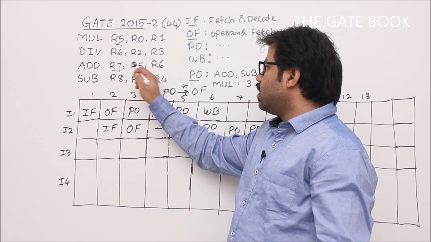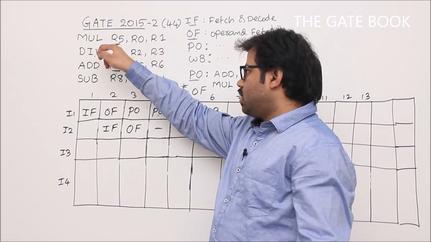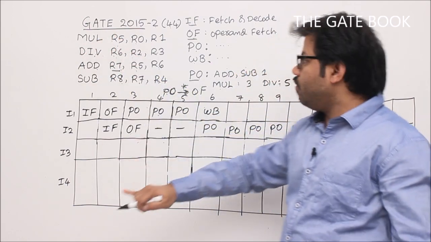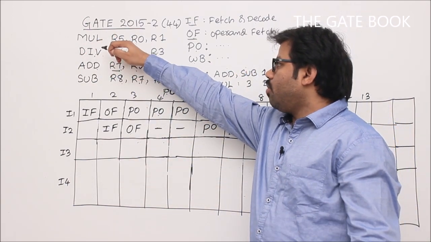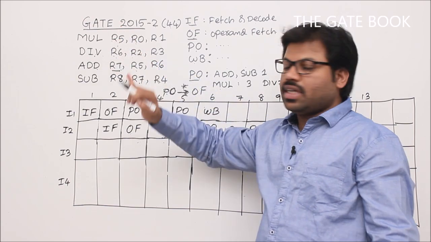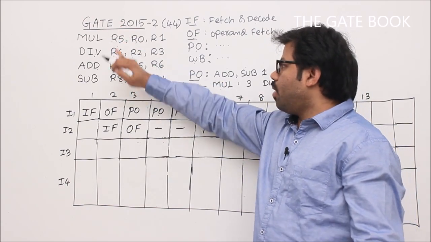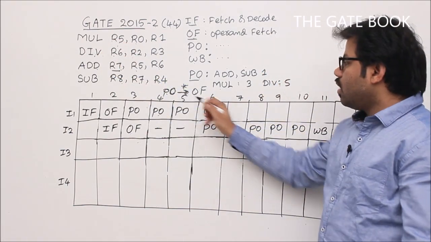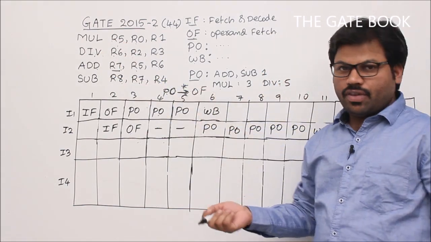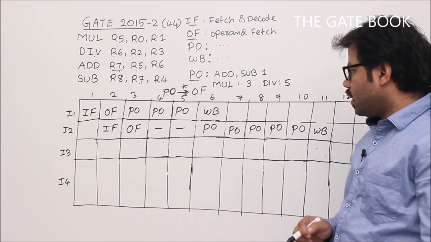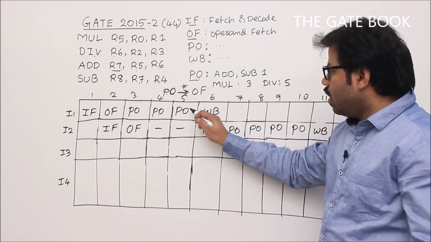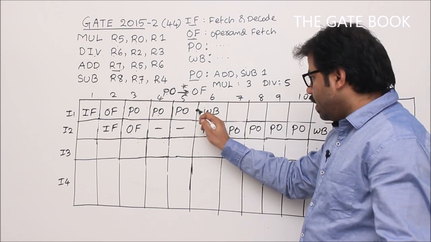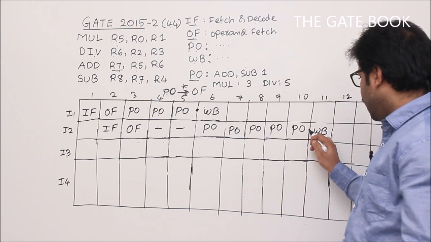But R5 and R6 are the destinations of the multiplication operation and division. Then we have to wait for the perform operation of R5 and R6, because they will only be available after the perform operation of multiplication and the perform operation of division. And of course, forwarding is possible. That's why we have to wait for the PO stage. Just focus on the PO stage of instruction number 1 here, right? The PO stage will be done here and the PO operation will be done here, correct?